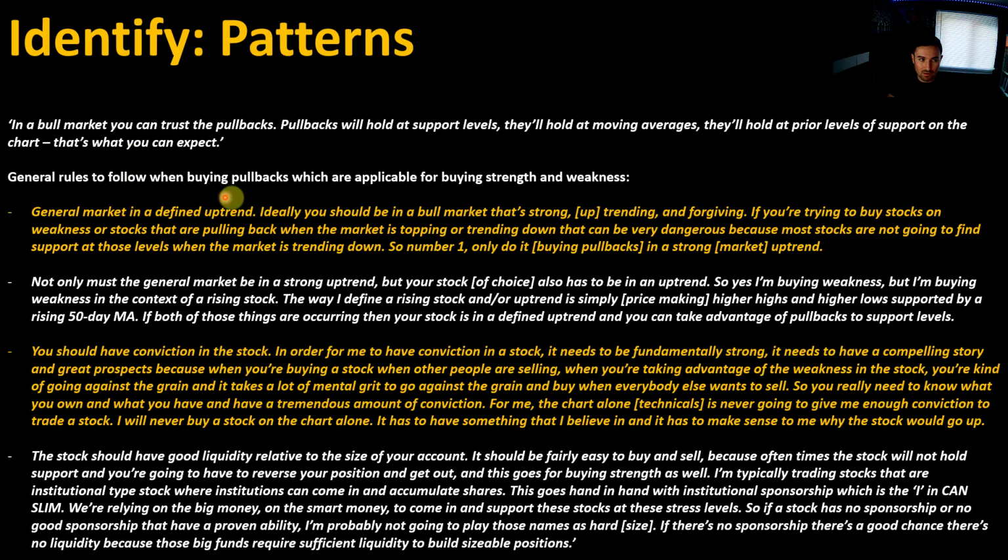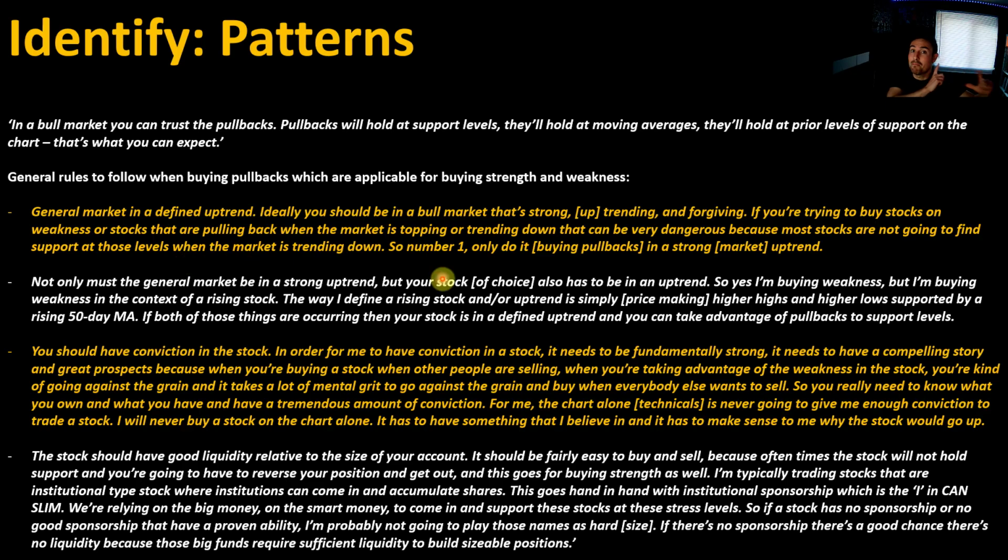General rules to follow when buying pullbacks, which are applicable for buying strength and weakness. General market in a defined uptrend. Ideally, you should be in a bull market that's strong, uptrending and forgiving. If you're trying to buy stocks on weakness or stocks that are pulling back when the market is topping or trending down, that can be very dangerous because most stocks are not going to find support at those levels when the market is trending down.